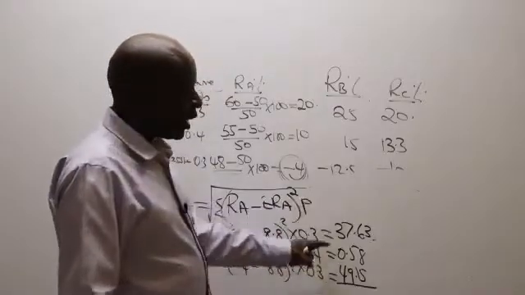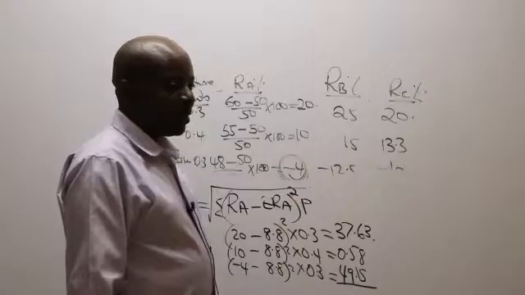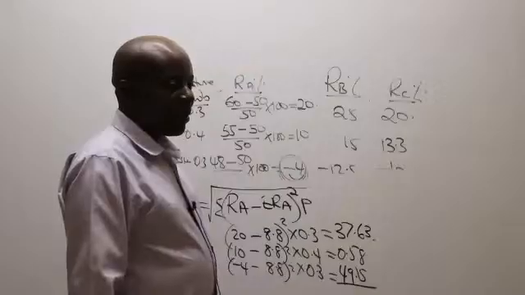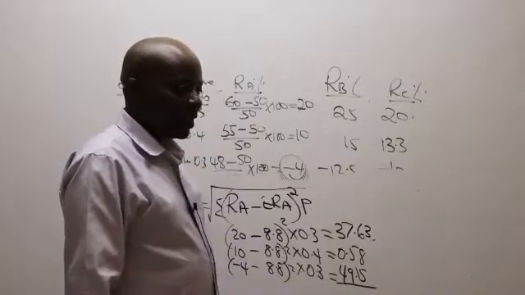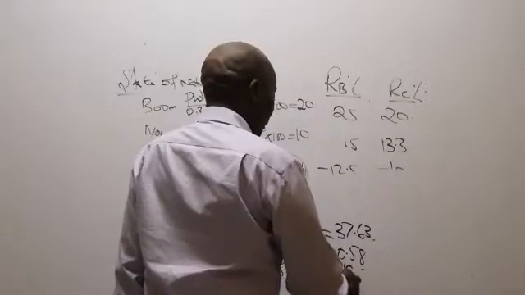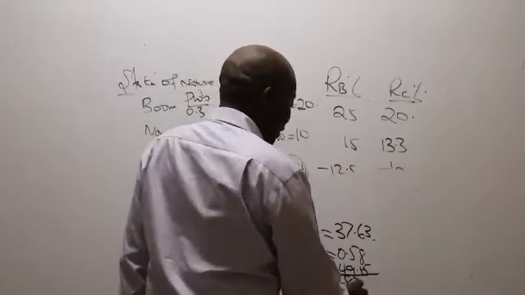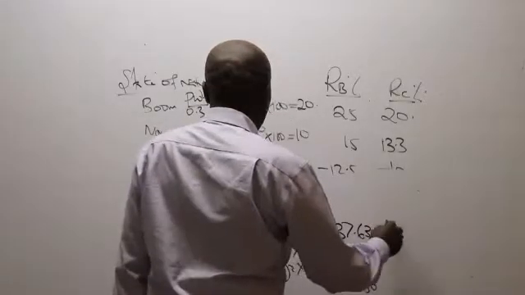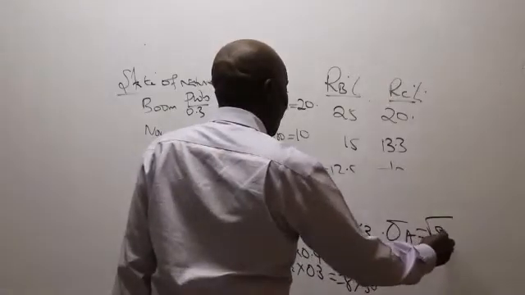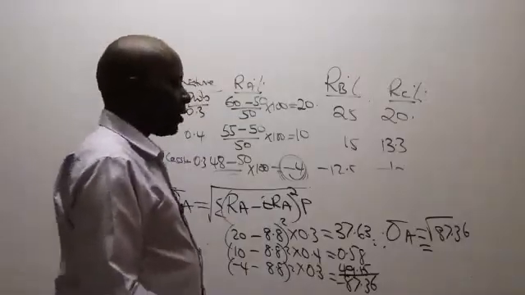Please give me the total when you add the three. So somebody can give me the total very fast. 87.36. So this is 87.36, and therefore the standard deviation of A will be the square root of 87.36, which will be equal to what, somebody? 9.35. Thank you very much.